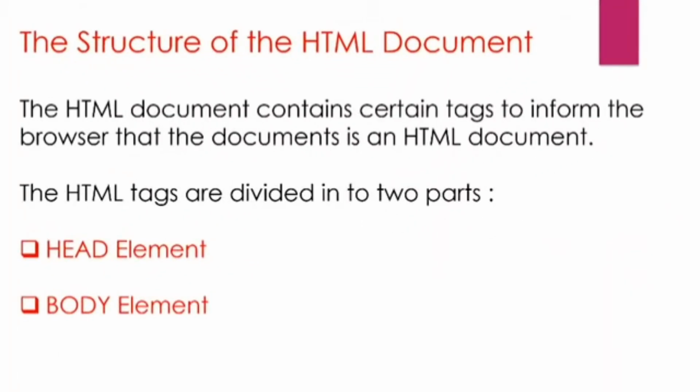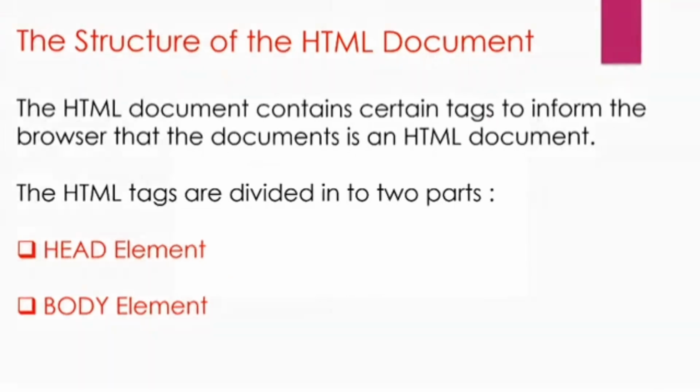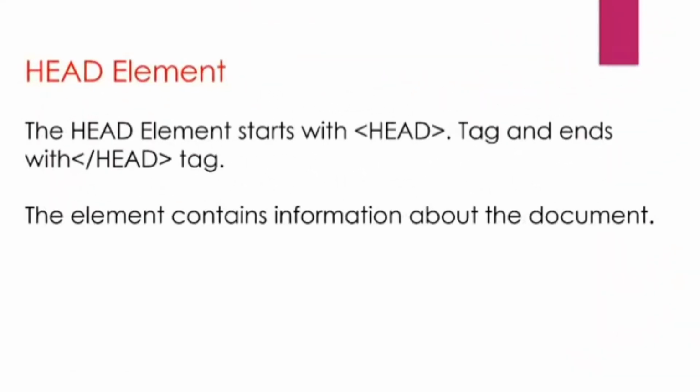The structure of an HTML document. The HTML document contains certain tags to inform the browser that the document is an HTML document. The HTML tags are divided into two parts: head element, body element. Head element. The head element starts with an open head tag and ends with a closed head tag. The element contains information about the document.